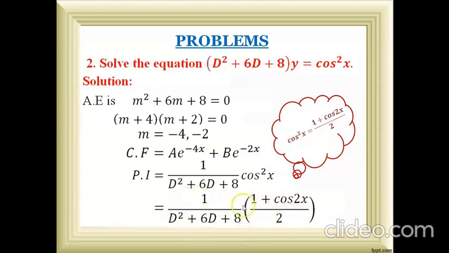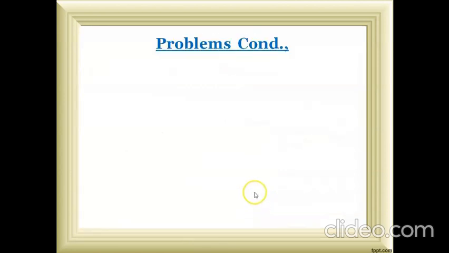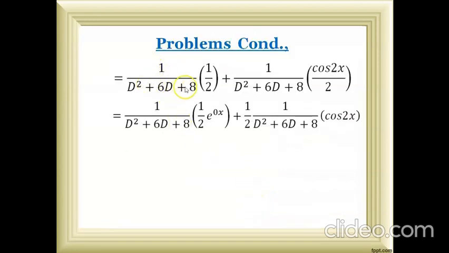I'm multiplying this 1 by f of D with 1 by 2 plus cos 2x by 2. In the next step it becomes 1 by f of D into 1 by 2 plus 1 by f of D into cos 2x by 2. Here I'm taking the 1 by 2 outside, so I'll get 1 by 2 into 1 by f of D into cos 2x. But in this first term, I have only a constant. Wherever you have constant terms alone, we just keep that with e power 0x.